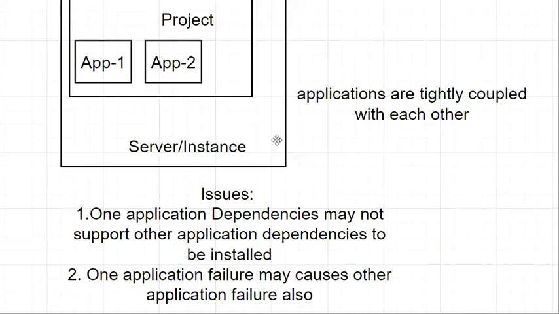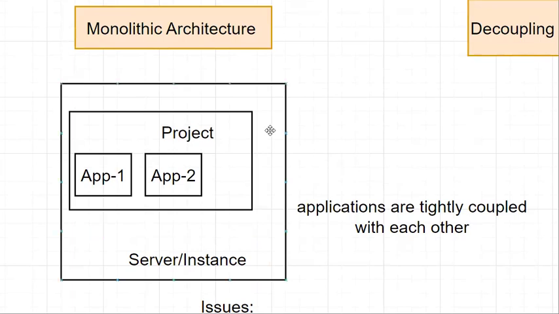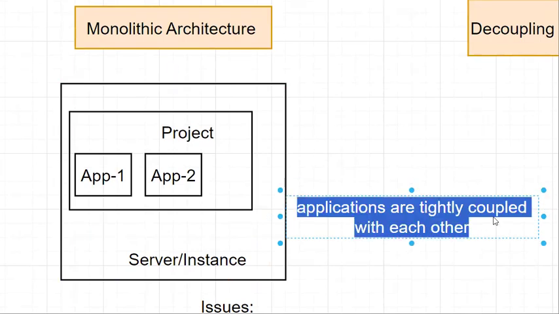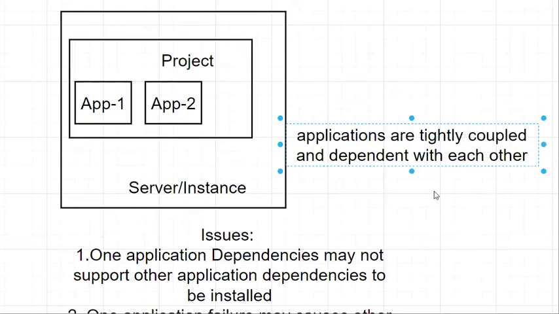Now, the task is to overcome these two main issues. There are several issues, but these two are the main issues when using monolithic architecture. In this, your applications are tightly coupled and dependent on each other. So due to application dependencies, if one application fails, another application also fails.